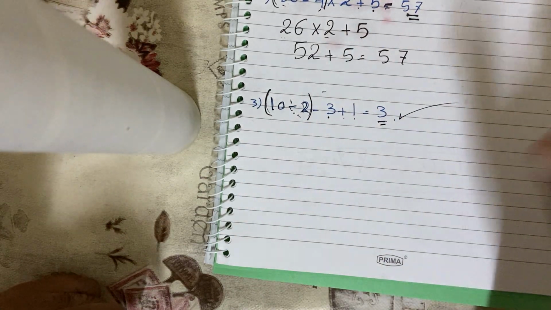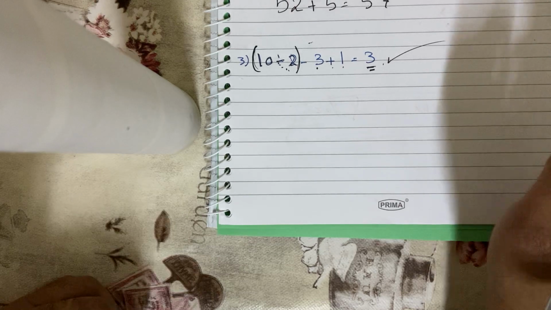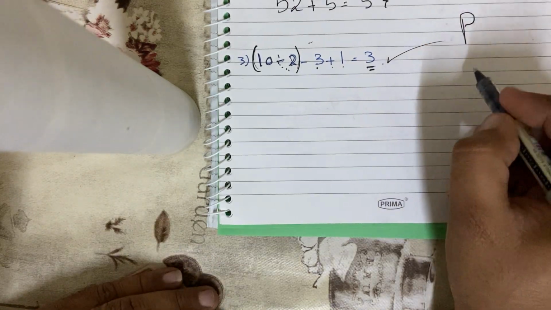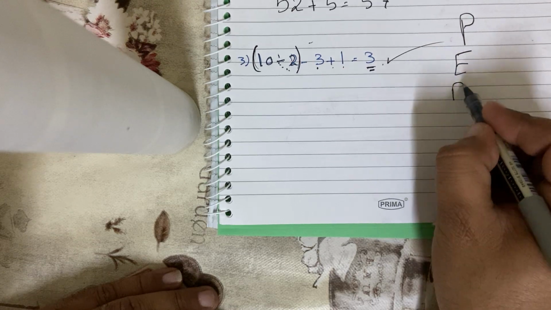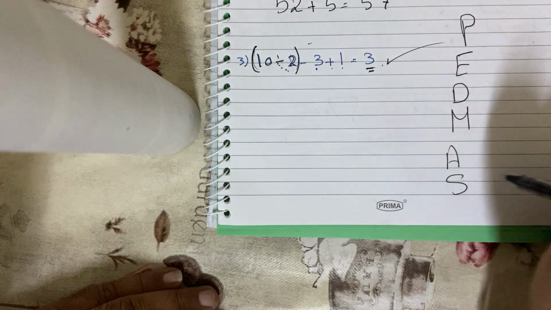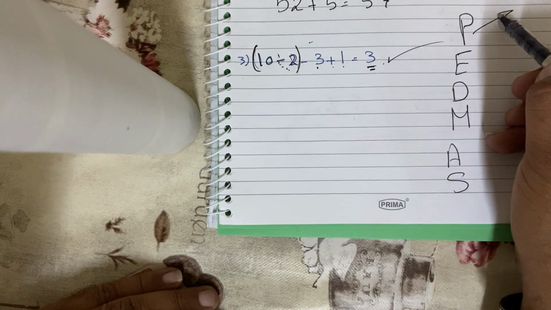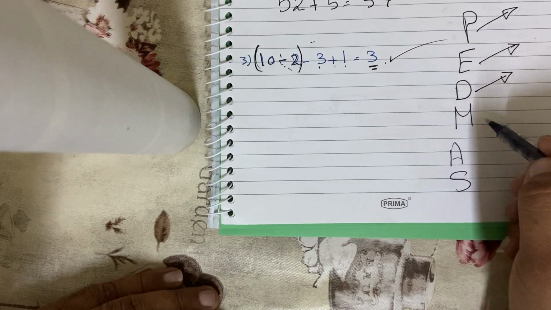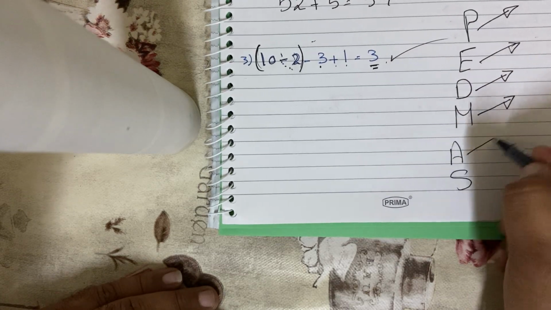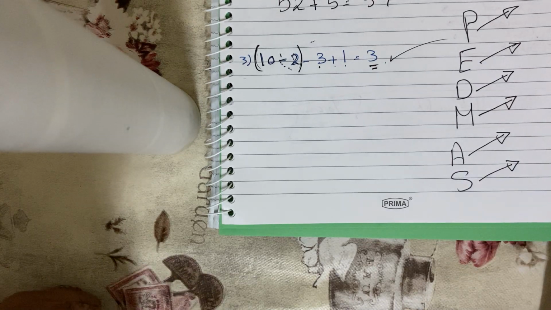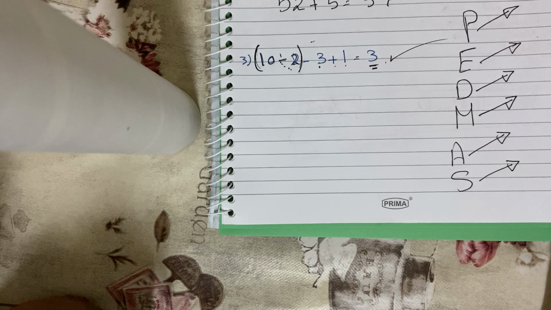So again, before I finish the lesson, you have to remember the order of operations. P, E, D, M, A, S, BEDMAS. B for the bracket, E for exponent, D divide, M multiply, A addition, S subtraction. Please study the rule well before you start your homework.